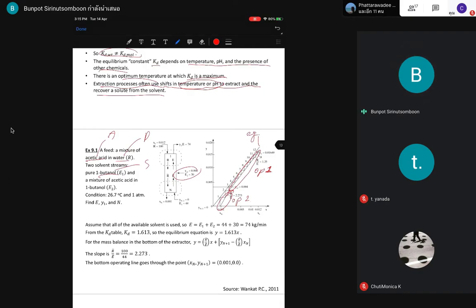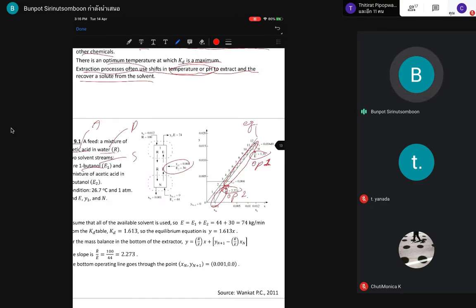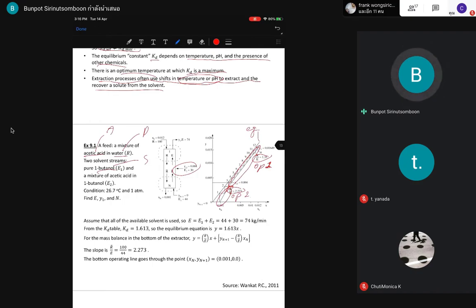With two operating lines, you're going to have two values of slope, right? For the top one, this is the slope, and for the bottom one, this is the slope. You have the solvent going in here at 44, and then you have another solvent here at 30. So that's why in the end you get 74 here.